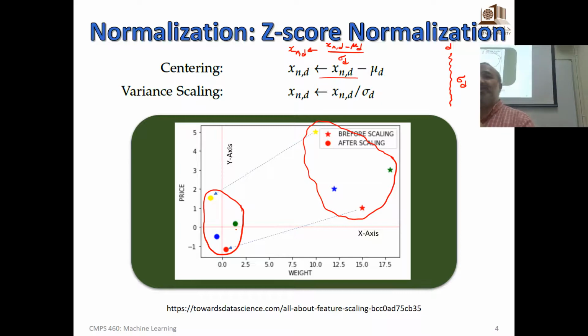Okay, how many normalization ways have we discussed so far? No, 3. This is the third one? What are the 2, Fatima? Centering, variance scaling, and doing them together is the third one. Yes. Okay. So centering, variance scaling, and z-score normalization, they are different. But the third one is actually doing the first 2 together.